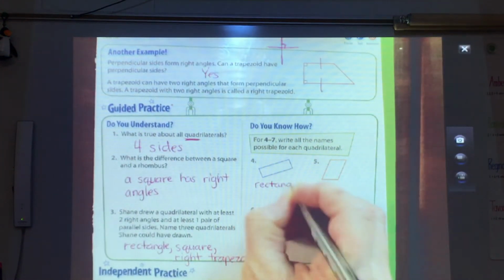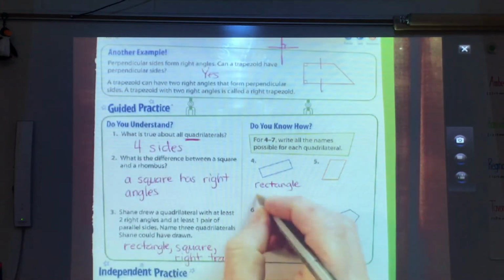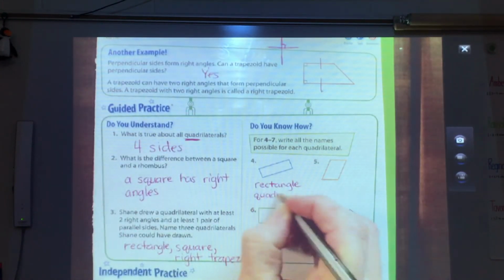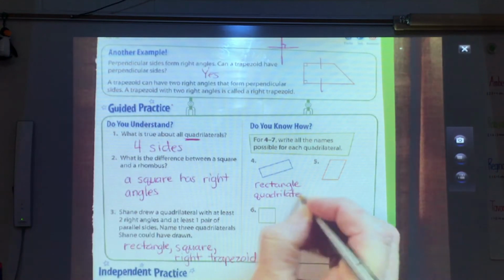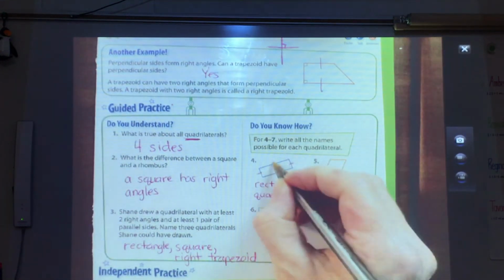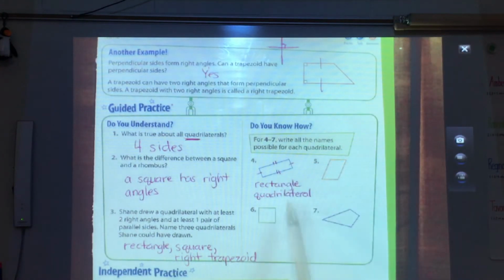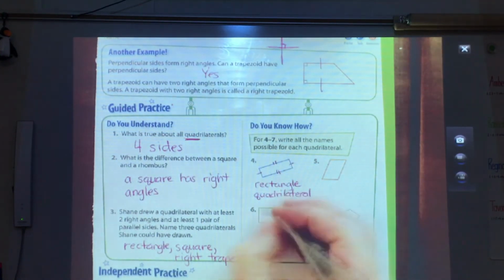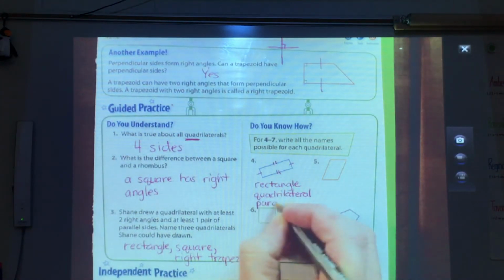It has 4 sides, so it is definitely a quadrilateral. And it can't be a square because a square has to have 4 equal sides, and therefore it can't be a rhombus either. We know a trapezoid has 1 set of parallel sides, and this has 2. But it does have 2 sets of parallel sides, so therefore it can be considered a parallelogram.